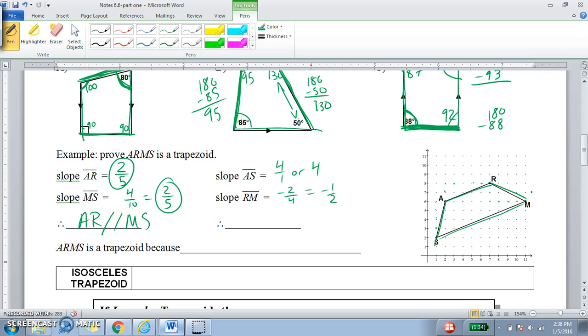These two sides need to not be parallel in order for this to be a trapezoid, because if both pairs of sides are parallel, then it's a parallelogram, not a trapezoid. So we need to have one pair parallel and the other pair not parallel. It doesn't look like they're parallel, and if we look at their slopes, they are not even close to the same thing. So AS is not parallel to RM. Alright, so ARMS is a trapezoid because it has one pair of parallel sides.